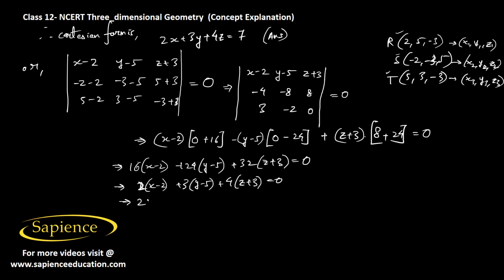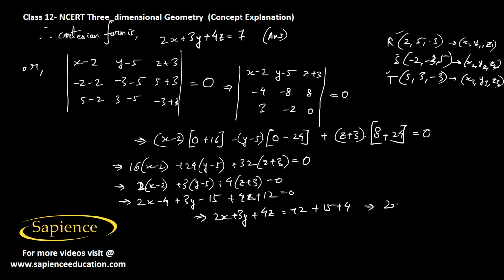So therefore we will get 2x minus 4 plus 3y minus 15 plus 4z plus 12, that is equal to 0. Then we will get 2x plus 3y plus 4z equal to minus 12 plus 15 plus 4, so this is 15, 19 minus 12, that is 7. So therefore the answer is 2x plus 3y plus 4z equal to 7. So we can see that by using this formula also, we are obtaining the same answer. Thank you.